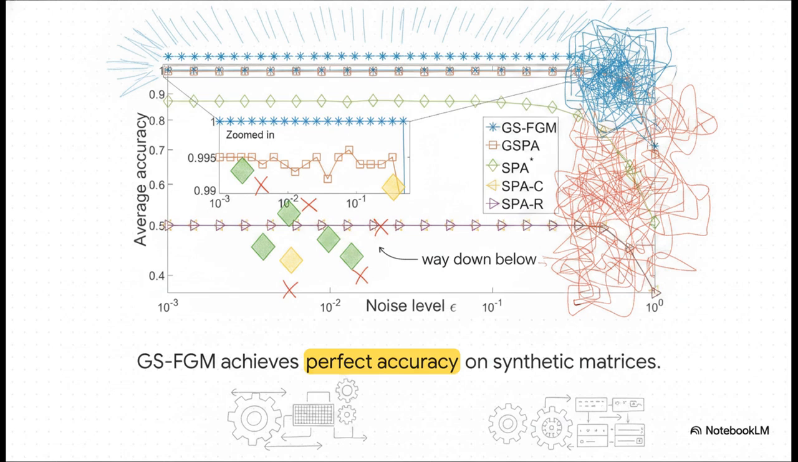If you look at this graph, notice that blue line right at the very top. That represents GSFGM. It stays perfectly flat, heavily outperforming the older, strict separability models, which you can see way down below in green and yellow. And what's impressive is that even as noise is actively introduced to the dataset, GSFGM remains just incredibly robust and accurate.